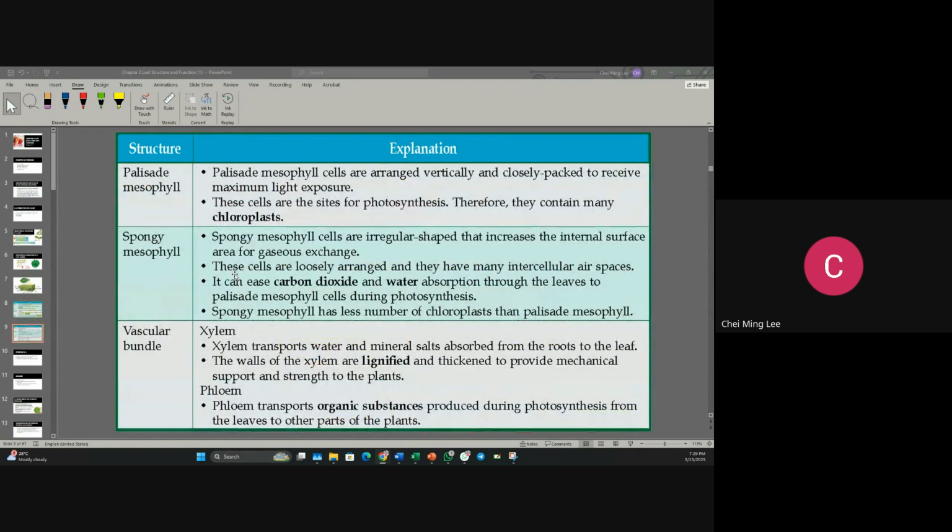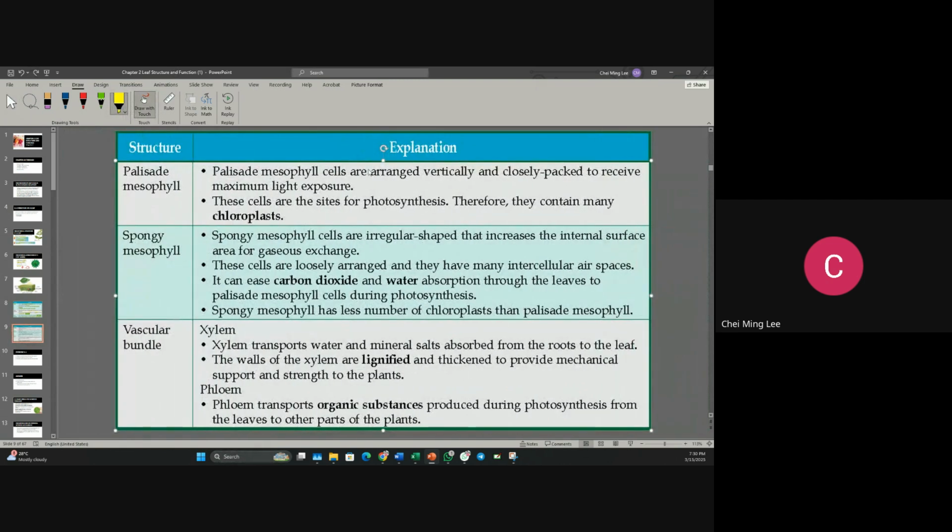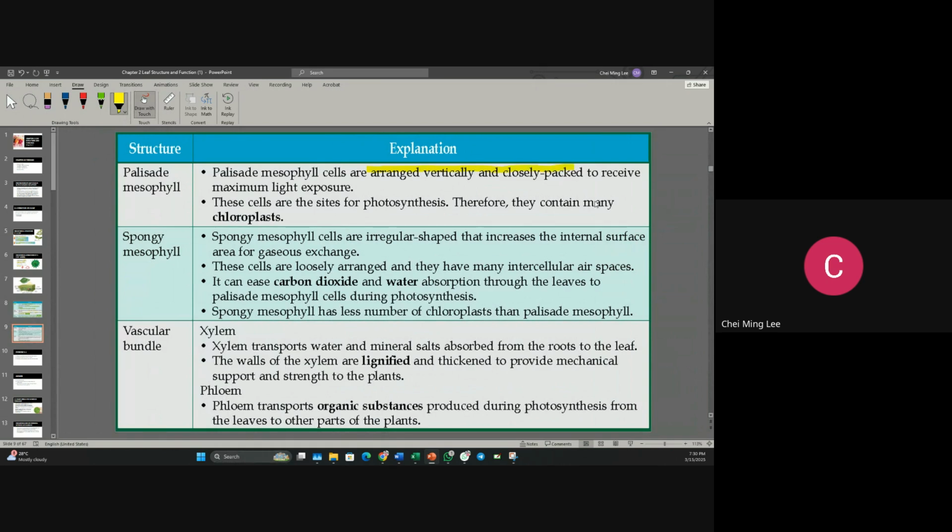Next, for palisade mesophyll cells, they are arranged vertically and closely packed. Why? Because they need to receive maximum light exposure. They are the site for photosynthesis, so they contain many chloroplasts. For spongy mesophyll, they are irregular in shape. Why? They want to increase the internal surface area for gaseous exchange.